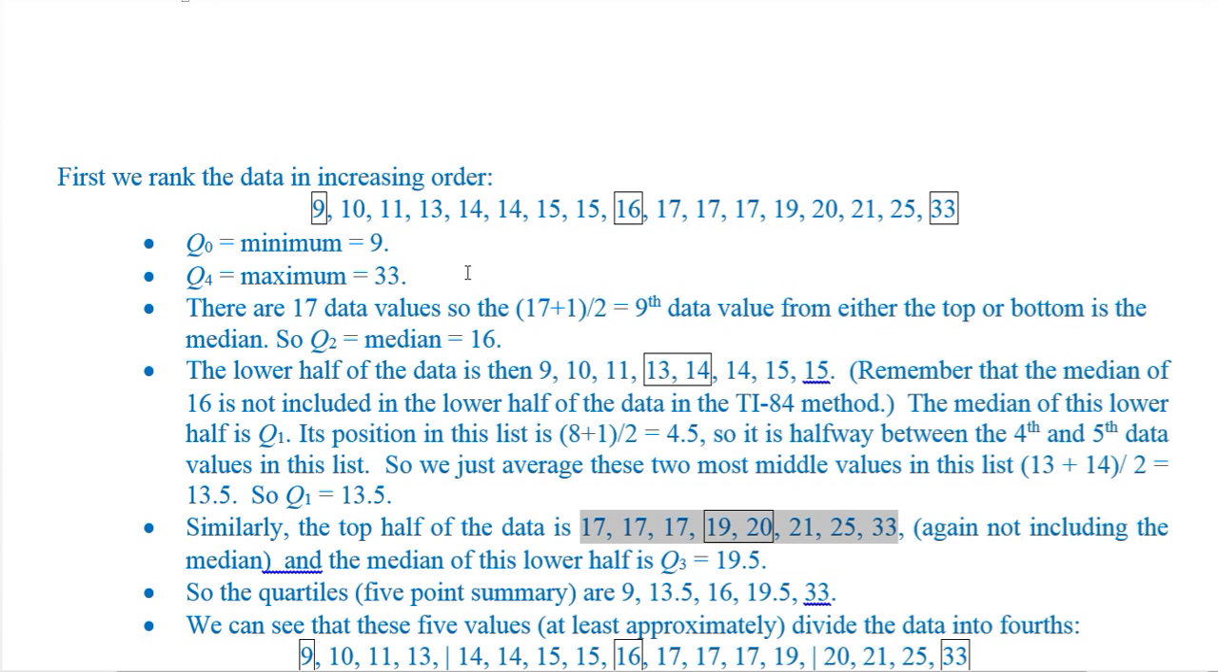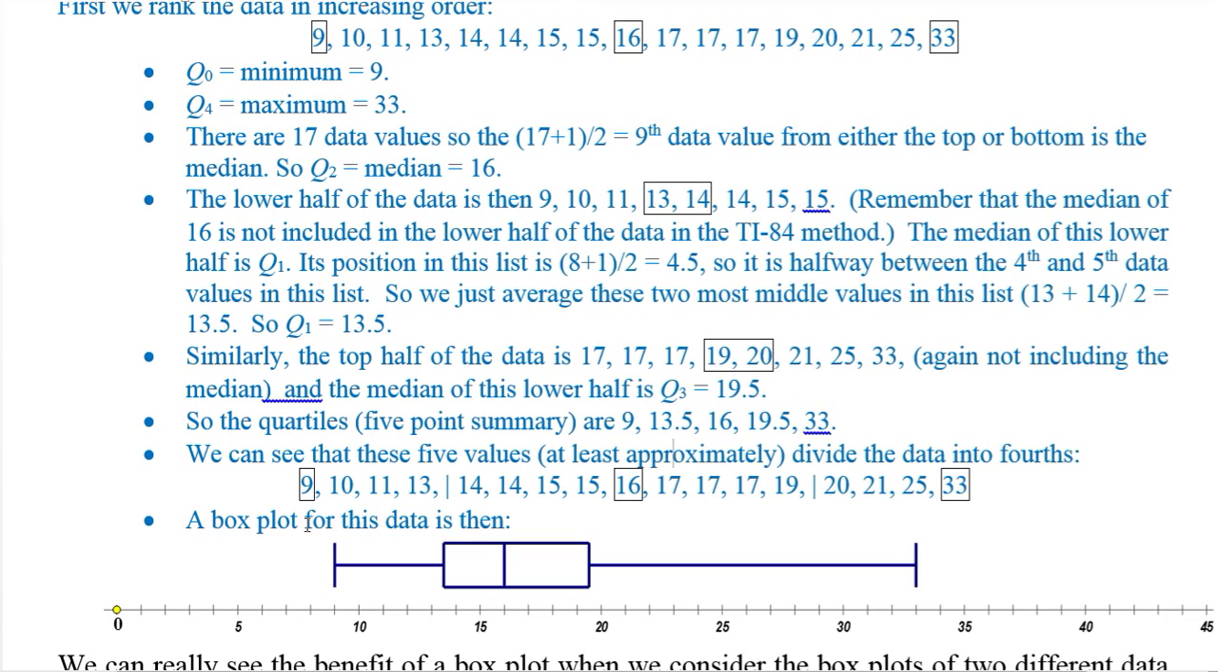So the 5-point summary now is 9, 13.5, 16, 19.5, and 33. So there's your 5-number summary. That is Q0, Q1, Q2, Q3, Q4, or more often said, minimum, Q1, median, Q3, and maximum. And so I've got that sort of notated here.